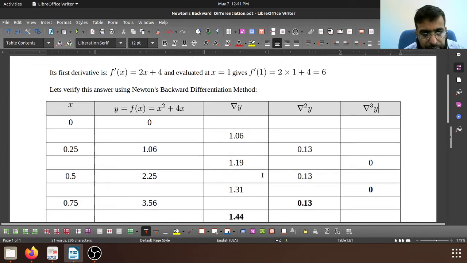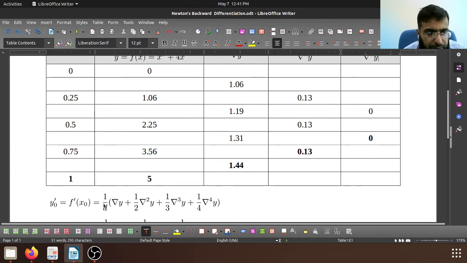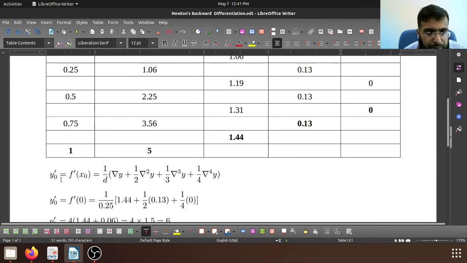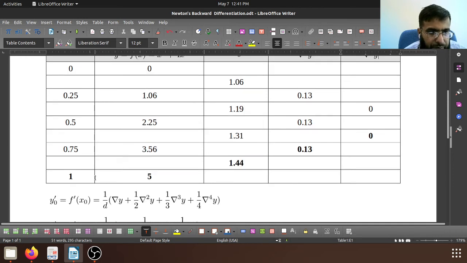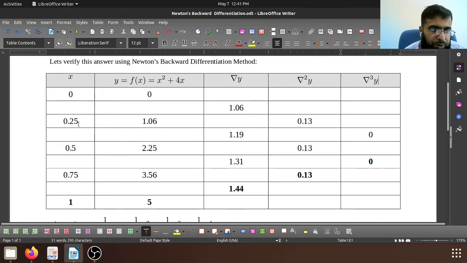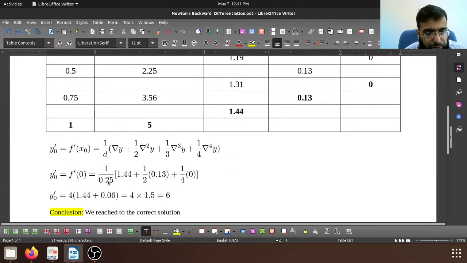The same table. Right. Next we are going to apply a very simple formula to compute the derivative using Newton's backward differentiation method. It involves nabla squared y, nabla cube y, nabla 4 y, etc., and 1 over d, where d is the difference between the values of x, assuming constant intervals. So the interval is 0.25 in this case. So this is 1 over 0.25.